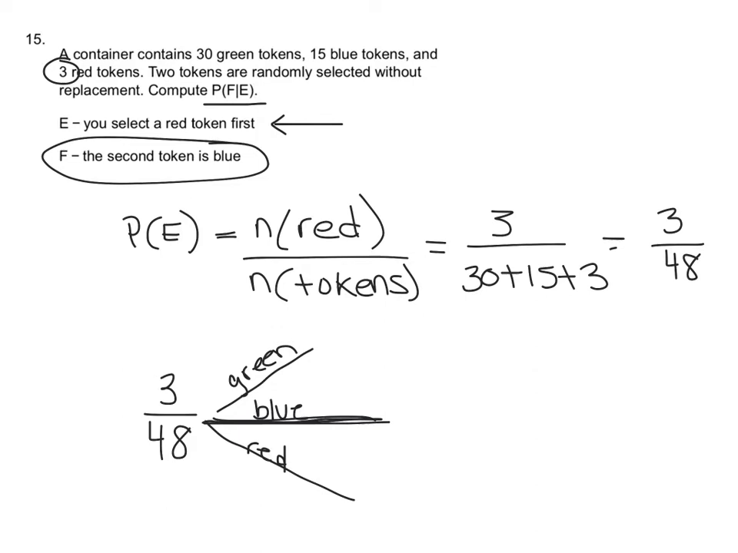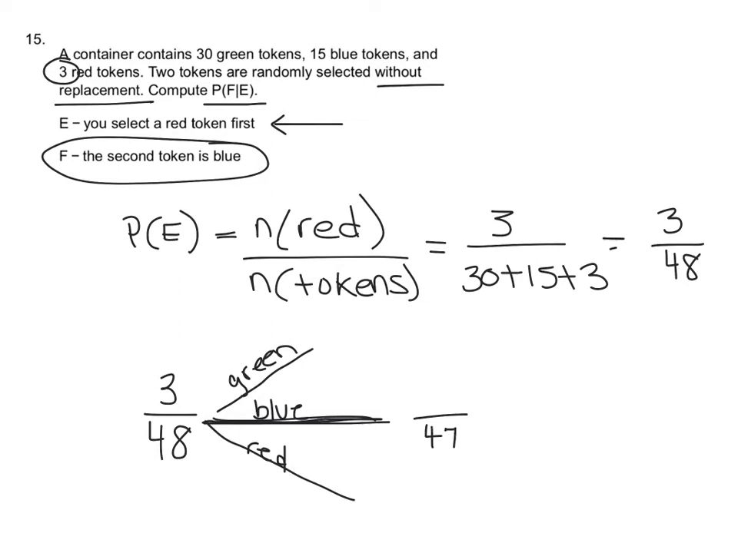Now, my first probability was 3 out of 48. My second probability is going to be the number of blue tokens over the number of tokens left in the container. And remember, I'm not replacing any of the tokens. So when I first selected the red token on my first selection, I didn't replace that token back in the container. So there's only 47 tokens left in the container to choose from. So my denominator is 47.